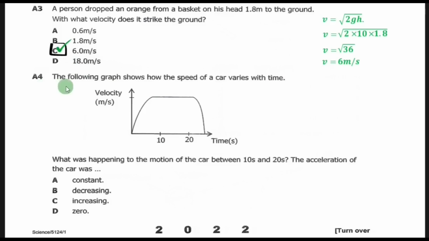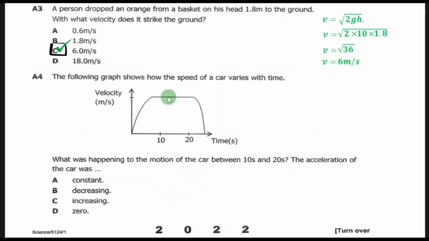Then F4 reads, the following graph shows how the speed of a car varies with time. All right, so here we have on the vertical axis velocity, on the horizontal axis time. So the question says, what was happening to the motion of the car between 10 seconds and 20 seconds? What was happening to the acceleration of the car between this portion of the graph?